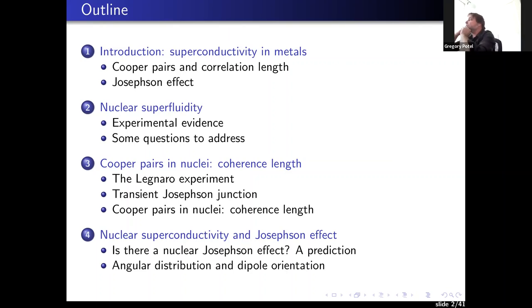And then I'm going to try to answer the two basic questions that we will address in this talk: what can we say, and how can we measure, the coherence length of Cooper pairs in nuclei? And also whether some equivalent or parallel of the Josephson effect can be observed in nuclei. More specifically, we are going to make some predictions about what can be observed.